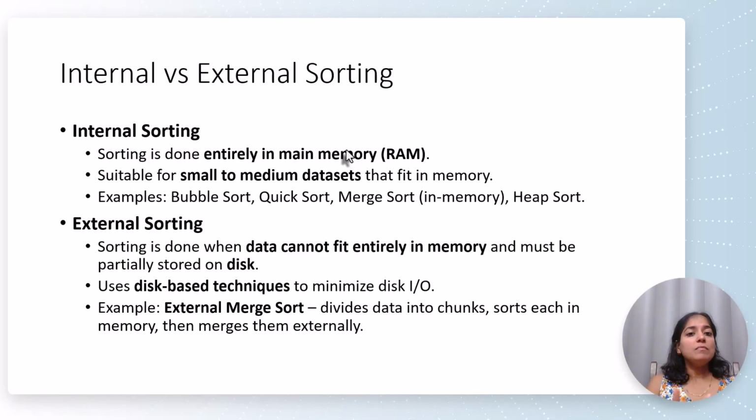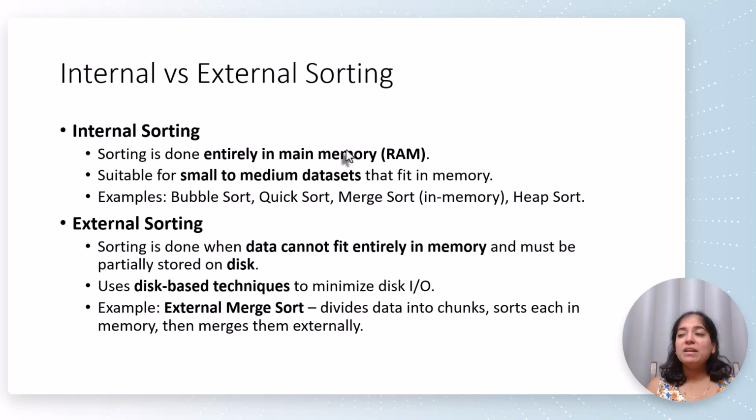So as we said, internal sorting versus external sorting. Whenever data can fit entirely in the main memory, then we perform internal sorting. This is basically relevant for small to medium sized data which can fit in the main memory. The examples include your bubble sort, quick sort, merge sort, heap sort, and all.